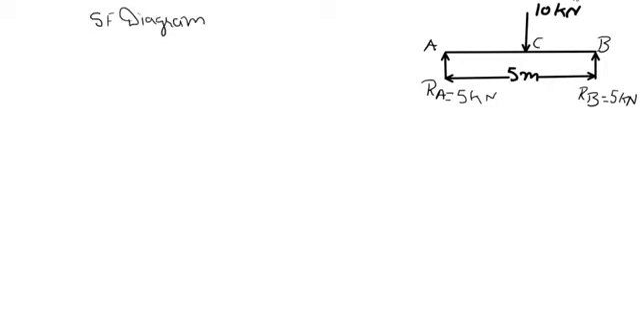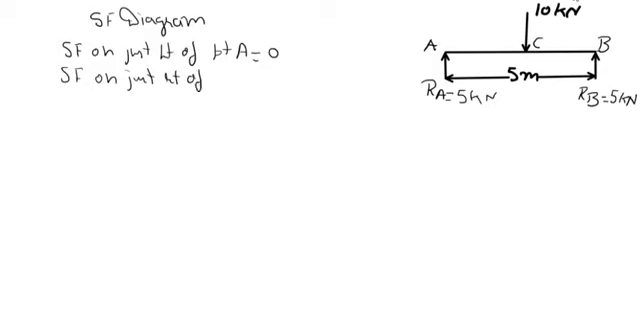So to draw shear force diagram, we have to take each point 2 times and do the summation of all leftward forces. So first point in this diagram is point A. So shear force on just left of point A. So there is no force on just left of point A, so it is 0. So shear force on just right of point A. So place your hand on just right of point A and do the summation of all leftward forces.